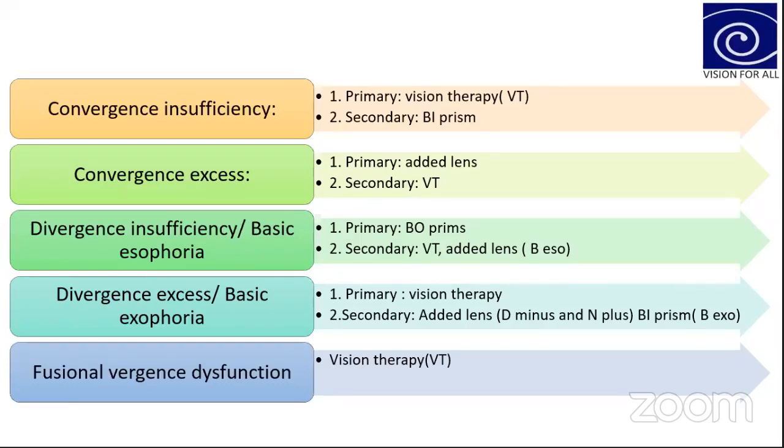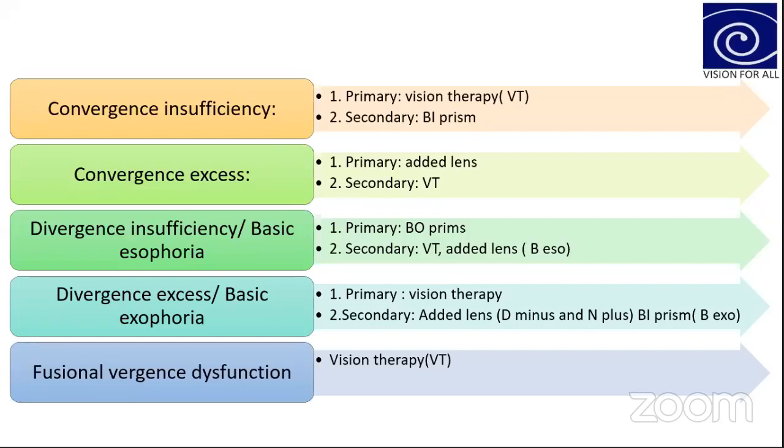Here the primary treatment for convergence insufficiency is vision therapy, and the secondary treatment is you can give relieving prism that is base-in prism. In convergence insufficiency, relieving prism will be the better option to overcome the symptoms if the patient is suffering from convergence insufficiency.